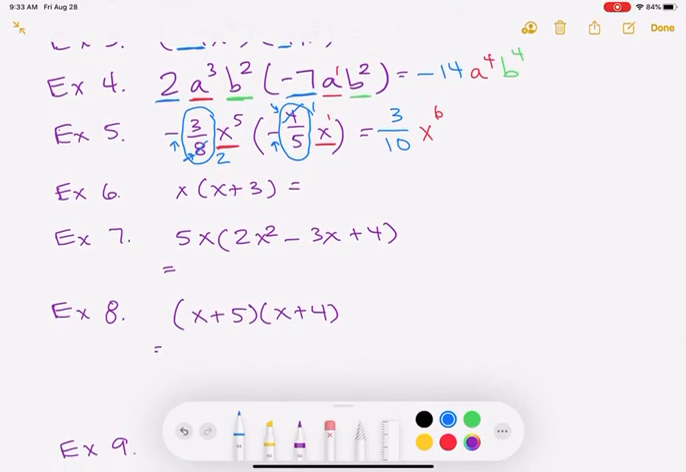I'm betting that you can probably do these next two. So go ahead and give them a try, hit pause, come back when you think you've got it.